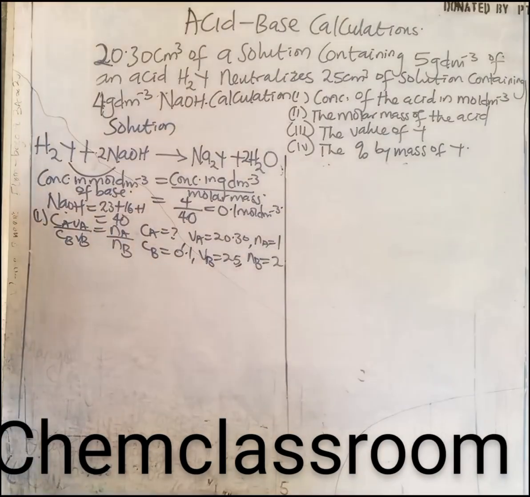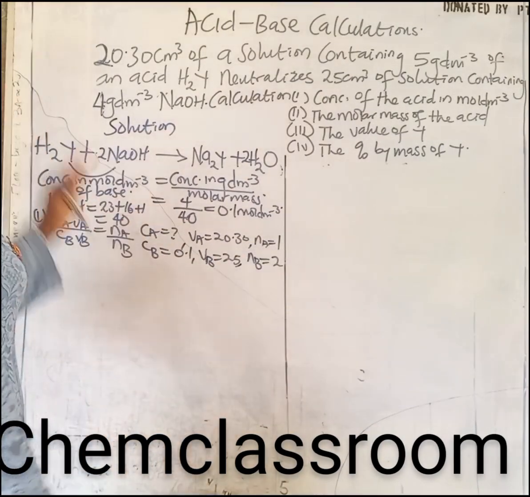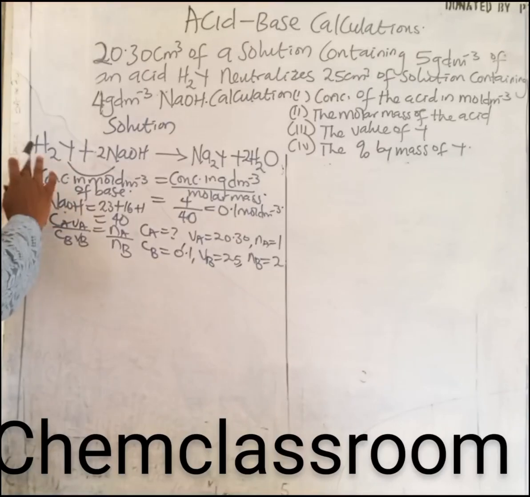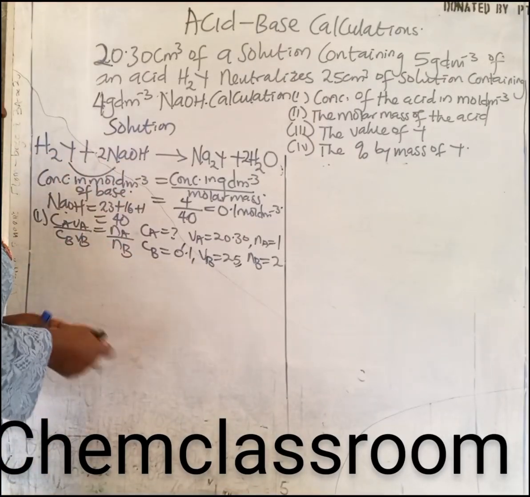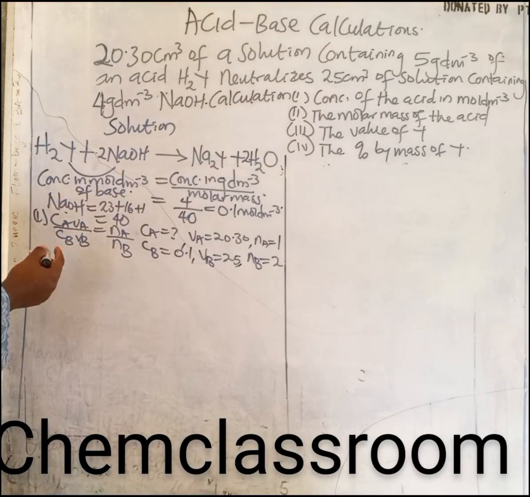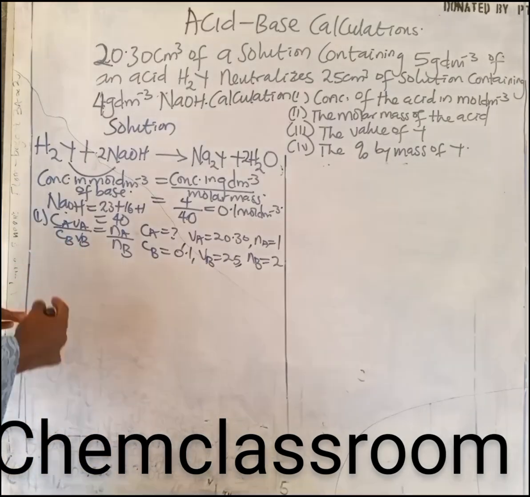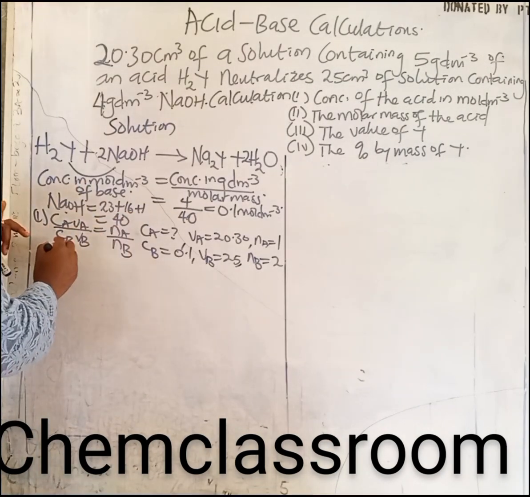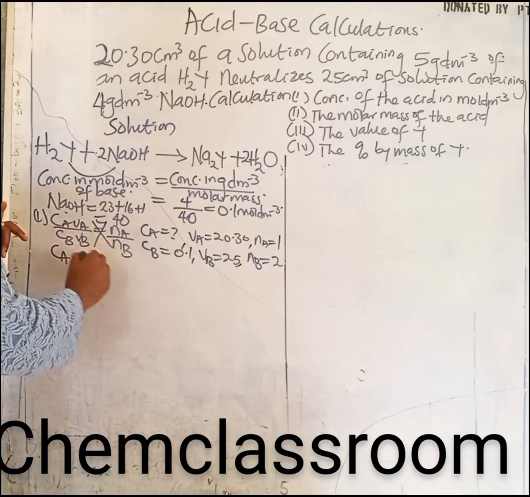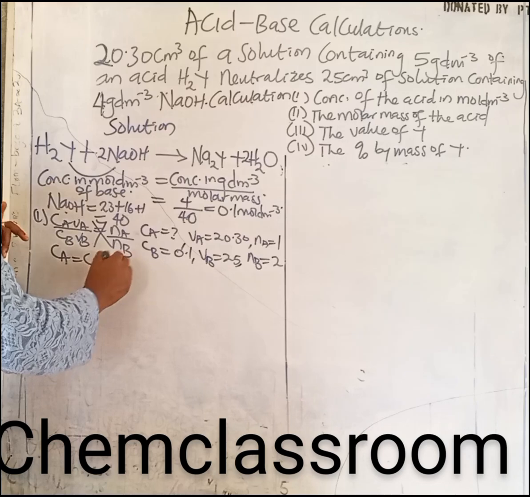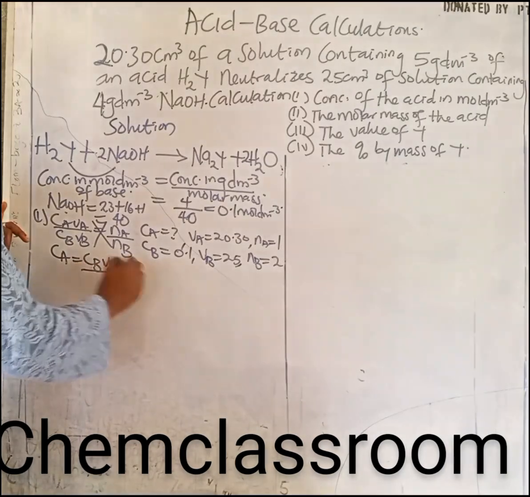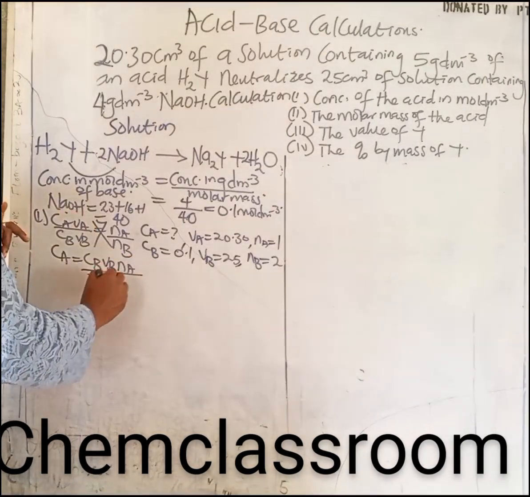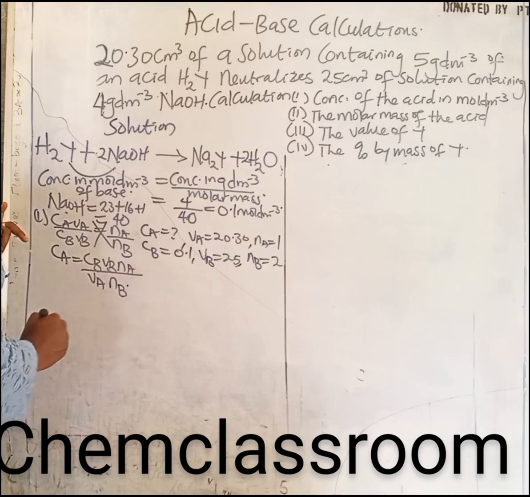Please, I keep emphasizing, if your equation is not balanced, there's no way you can arrive at the correct answer. Imagine the number of moles are wrong, then the answer is going to be wrong. And when you are changing the subject of the formula, you need to be careful as well. So I'll make CA the subject of the formula. My CA is going to be CB VB NA over VA NB.